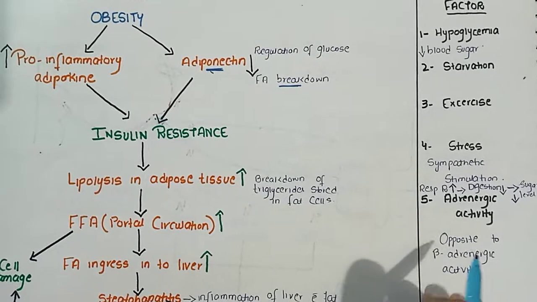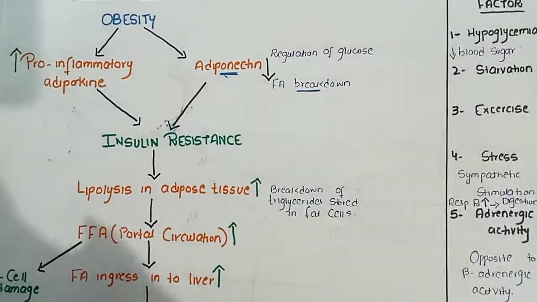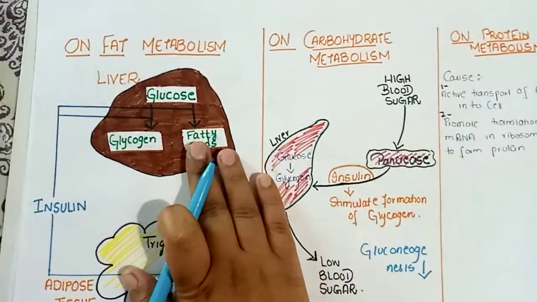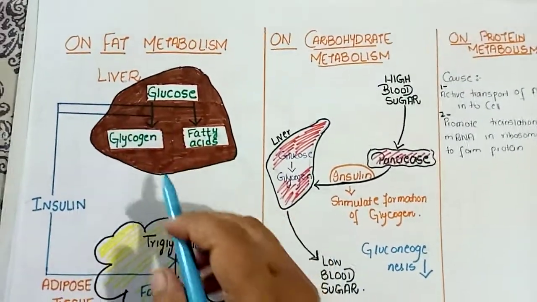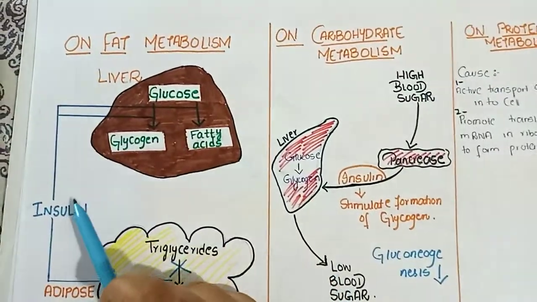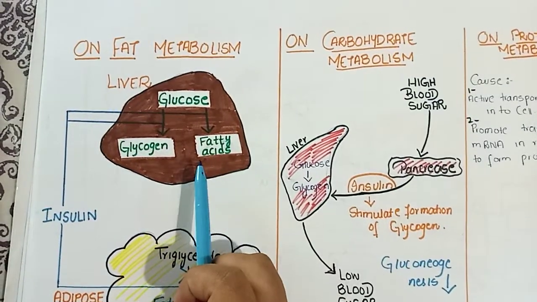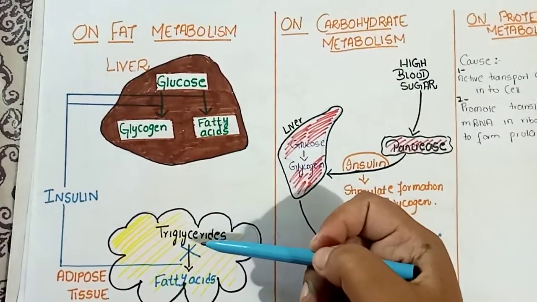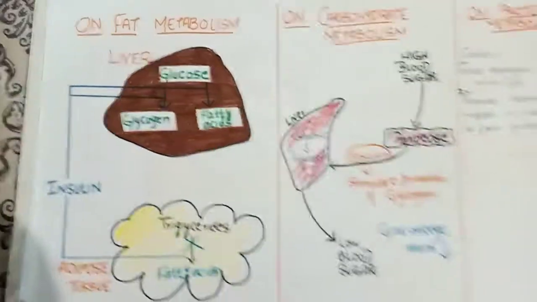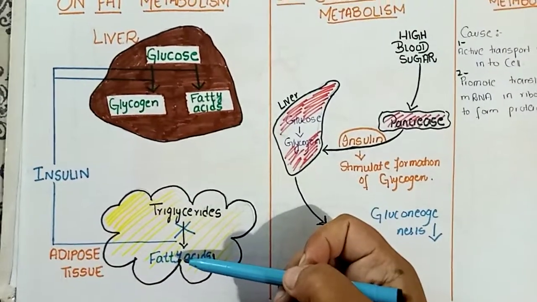So now I will explain about the action of the insulin. Insulin act on the metabolism of three different things. The first one is the fat metabolism. Within the liver, the insulin will act on the fatty acid to convert it into the triglycerides in the adipose tissue, and within the adipose tissue, this insulin will act on the triglyceride to restrict its conversion to the fatty acid.